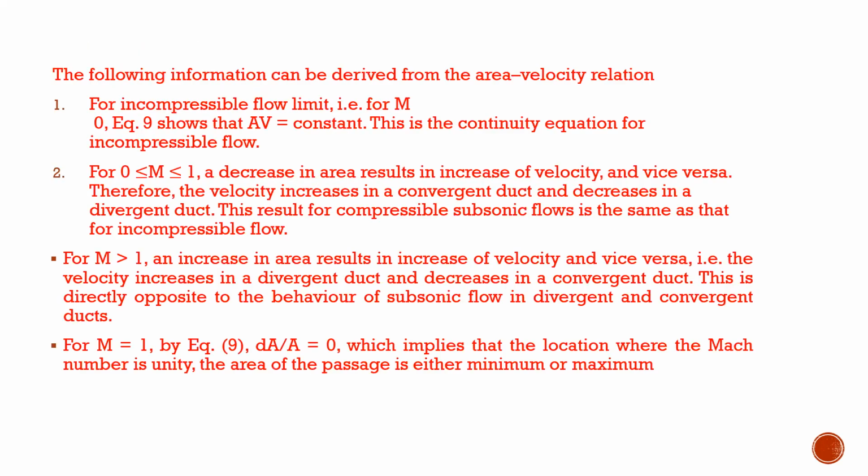The following information is derived from the area velocity relation. For the incompressible flow limit, Mach number is equal to 0, which shows that AV is equal to constant. This is the continuity equation for incompressible flow, because the density remains constant. So the continuity equation becomes AV is equal to constant.